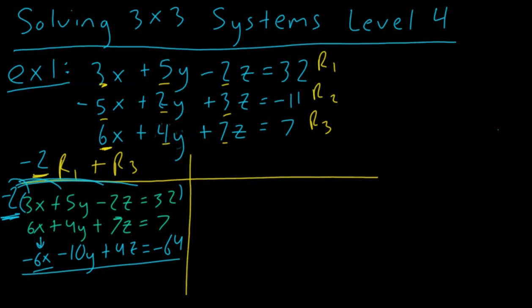Now at this point, let's combine our x's, so we're going to combine these two rows. 6x plus negative 6x is a zero pair. Perfect. And we have 4y minus 10y, which gives us negative 6y. Here we have 7z plus 4z, which is plus 11z. And we have 7 plus negative 64, which equals negative 57. At this point, we have a y and a z, so we kind of just have to stop.